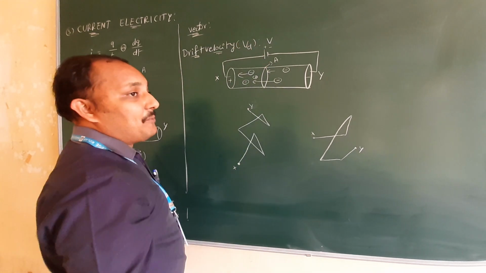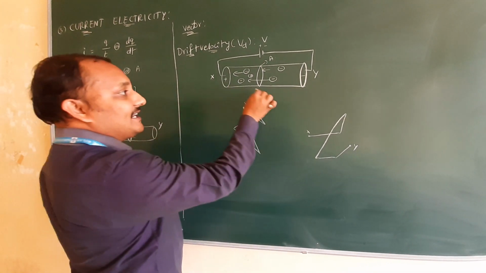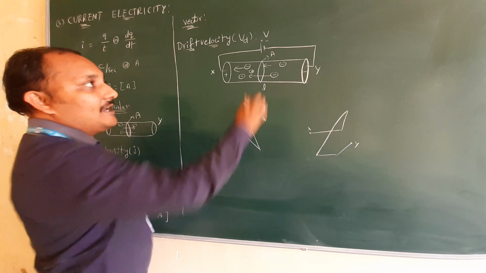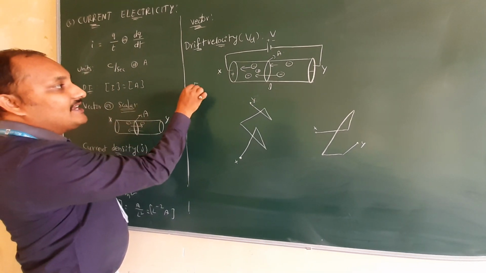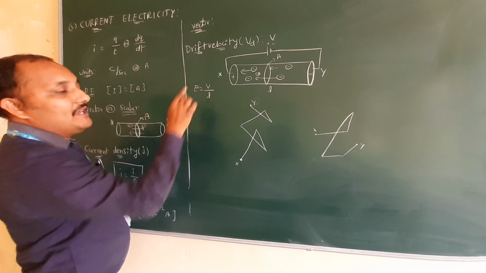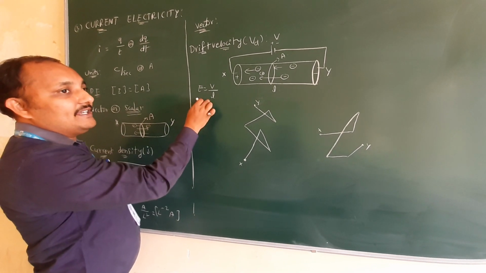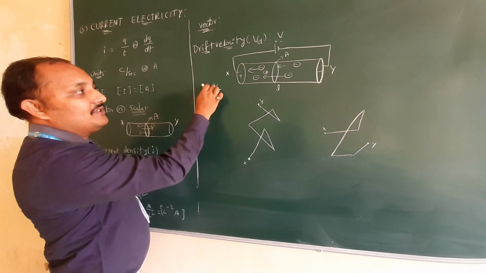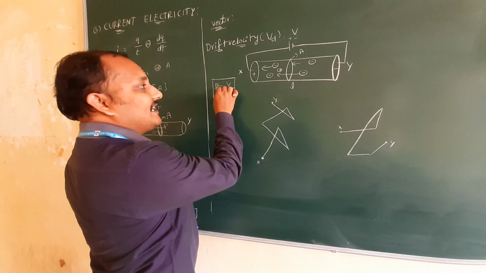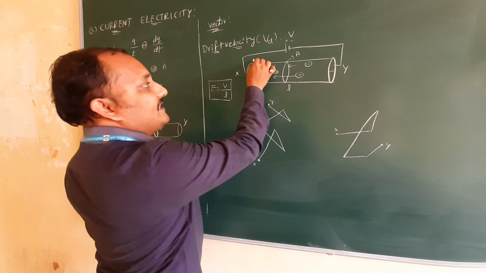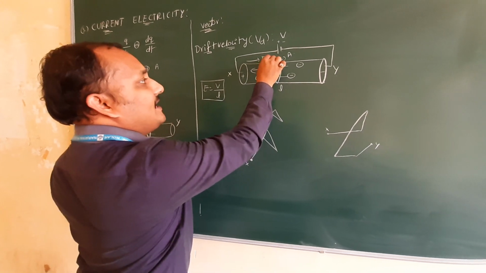Once I apply potential, then what will happen? The conductor length is L. I apply potential V. Then how much electric field we are getting? We came to know the relation E is equal to V by L. E is equal to V by d. In the capacitors derivation we use this equation. Do you remember E is equal to V by d? In this direction the electric field is going to be applied.